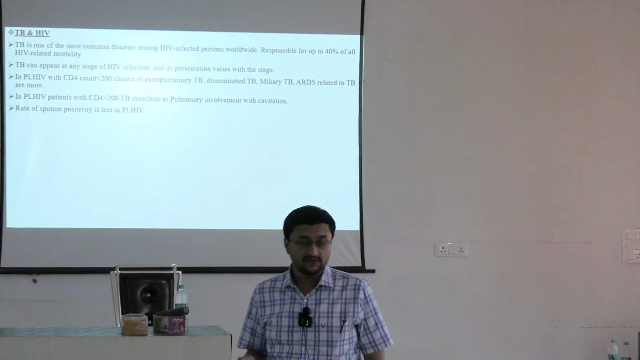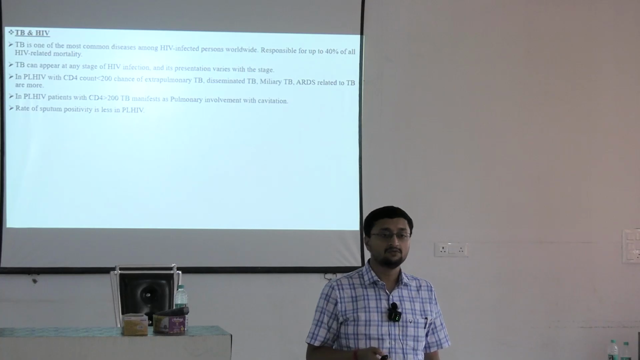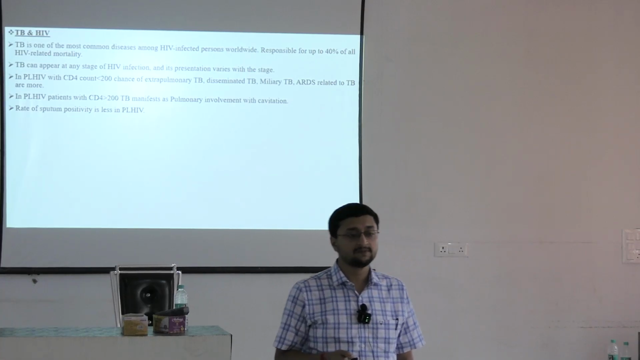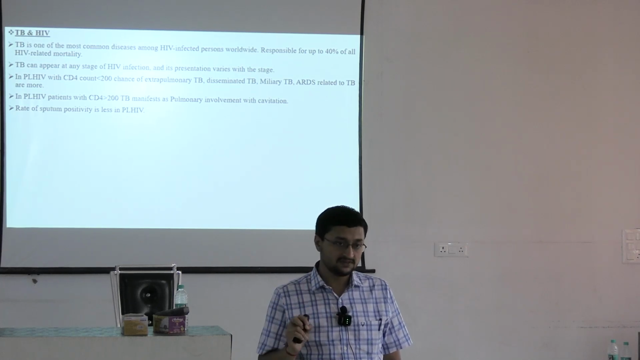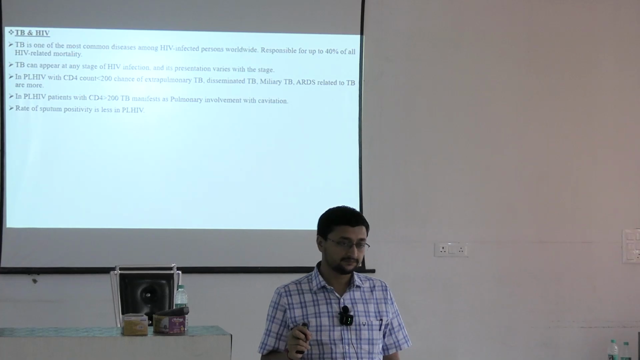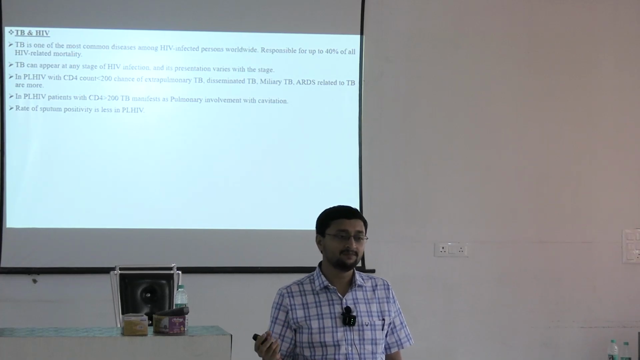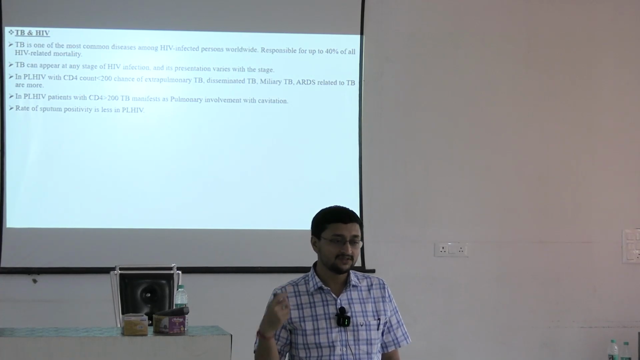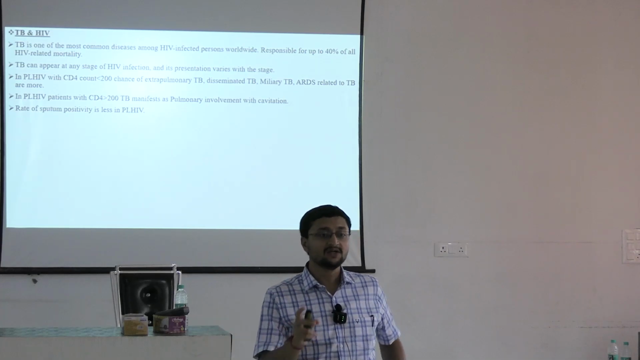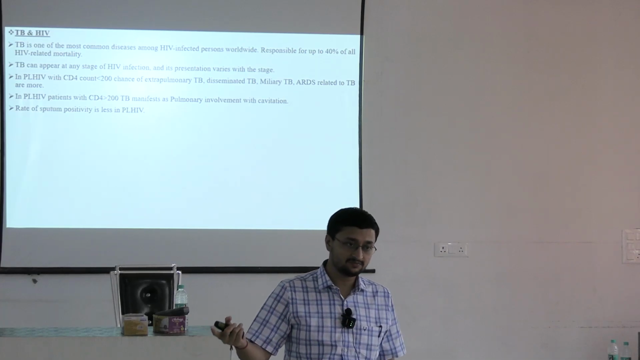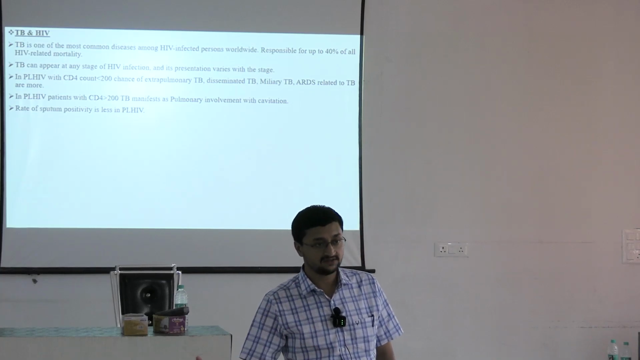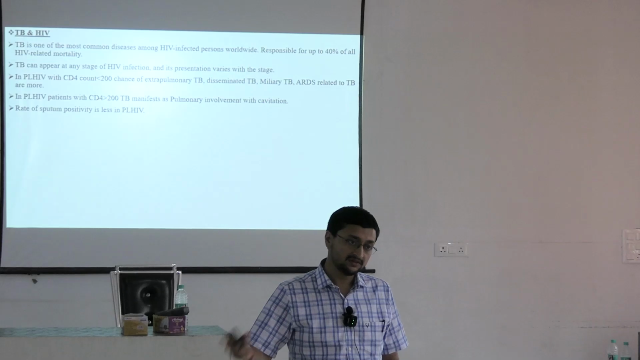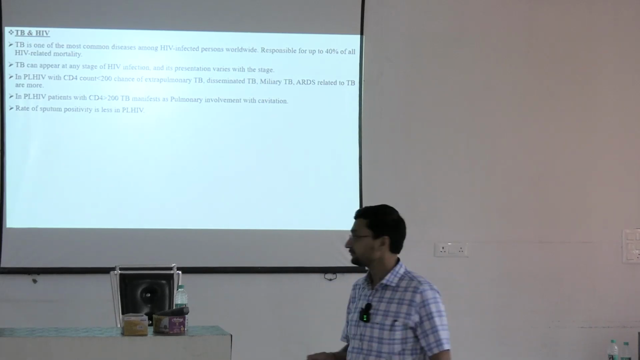IRIS has two types, one is paradoxical reaction and one is unmasking IRIS. Paradoxical reaction, that means suppose the patient is having pleural tuberculosis, pleural effusion, and due to IRIS the patient may develop new lymph nodes. This is called paradoxical reaction, meaning something new appears at another site. And unmasking means the previous one increases, like the lymph node size increases. These are the two types of IRIS.